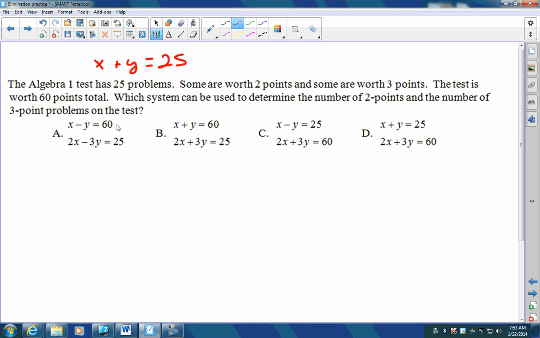This says X and Y, it has a minus sign at 60. This is not right. X plus Y is 60. No. Right here it says X minus Y. Well, that's the 2 pointers and the 3 pointers. If you subtract them, it's 25. No. Just from that sentence alone, you could have gotten your answer. D.